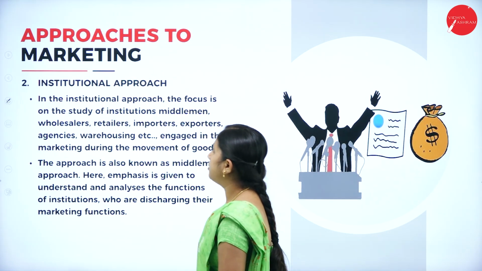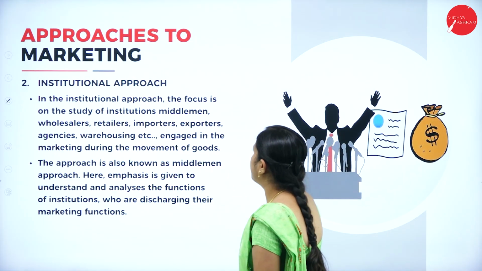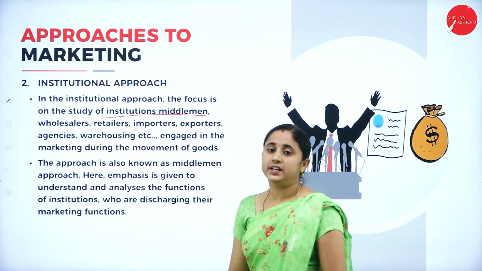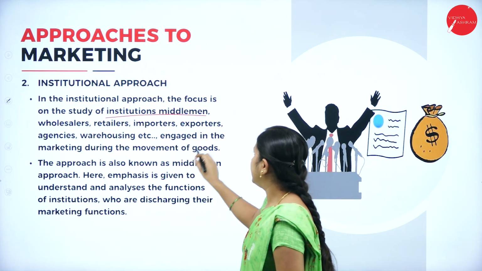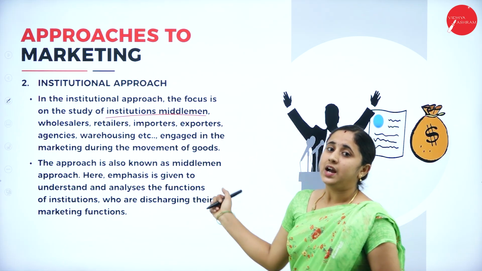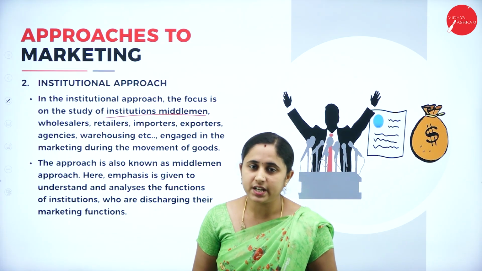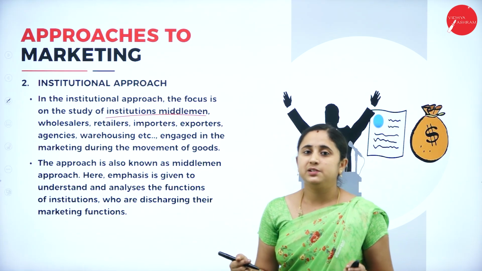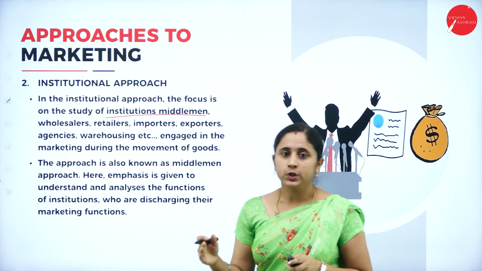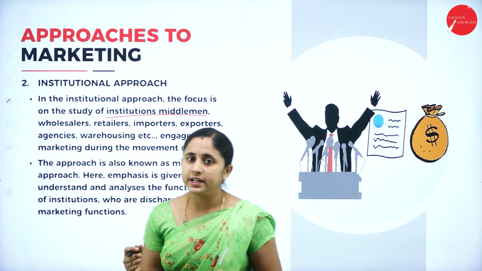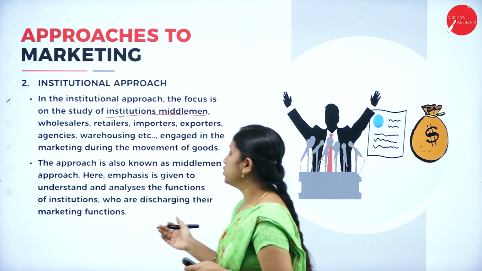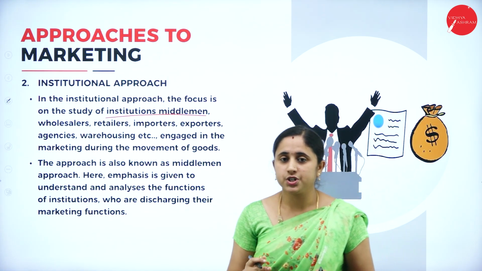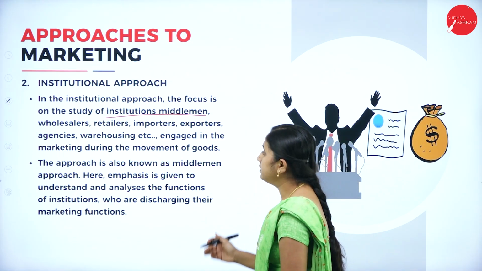Next, the institutional approach. In the institutional approach, the focus is on the study of institutions. Institution, that is middleman, wholesaler, retailer and agent. So, under the institutional approach, you are going to study institutions involved in your marketing activity, that is wholesaler, middleman and retailers. The movement of goods from the wholesaler to the retailer and the retailer to the final consumers, and the problems you are facing in the institution, that means in the wholesaler, middleman and retailers.